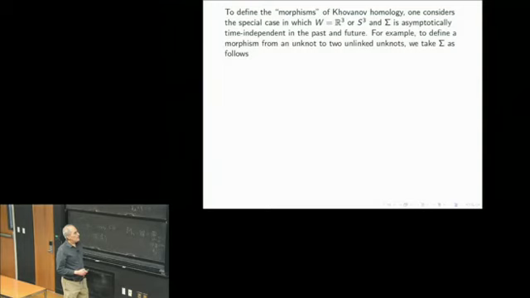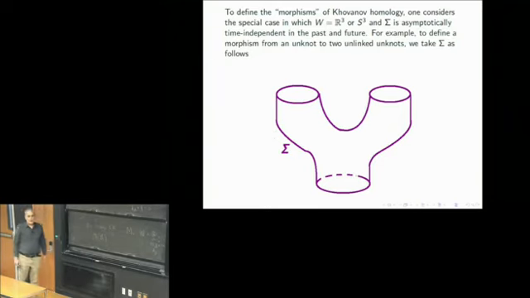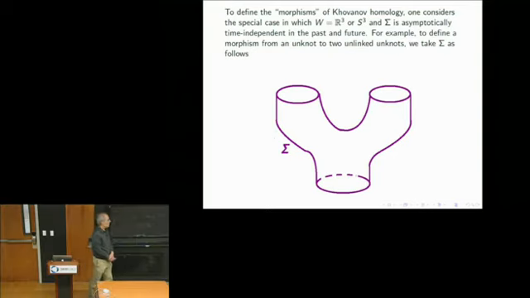For example, to define a morphism from an unknot to 2 unlinked unknots, an example of a possible sigma would be the following. So sigma, time is running vertically here. In the past, sigma is time-independent. It's a single unknot times time. In the future, it's time-independent, but it's 2 unknots times time. And we picked a sigma that interpolates between this and that. But any such sigma could have been incorporated in our story. And the counting of solutions with the boundary conditions defined by such a sigma would give us a morphism from the candidate for Khovanov homology in the past to the corresponding candidate in the future.